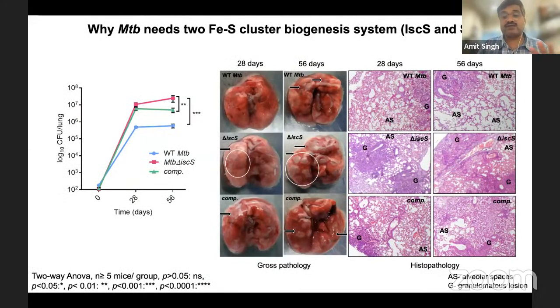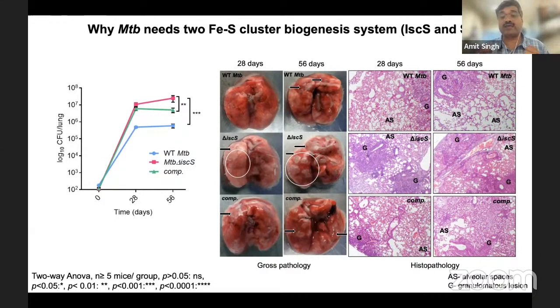Now, some of the data which is unpublished, in two slides, I'm going to finish it off. Anybody could ask, why do we need two systems? If the SUF system on its own seems capable of taking care of MTB's housekeeping requirement, as well as stress response, why do we need ICS? That is the question which we are working on in the lab right now.